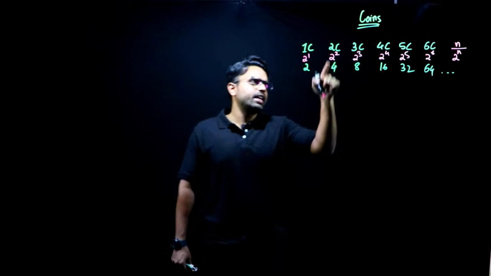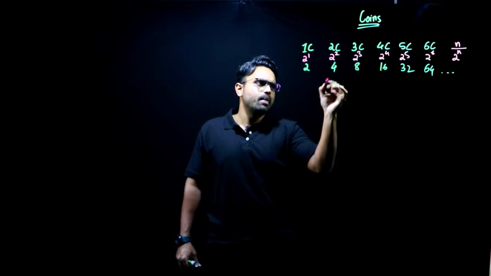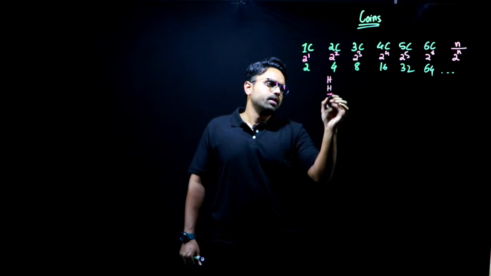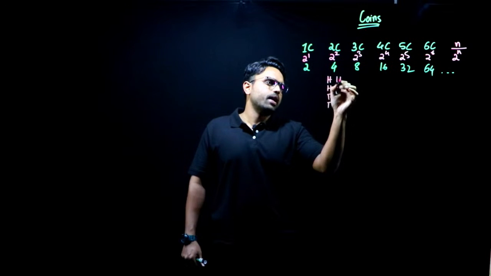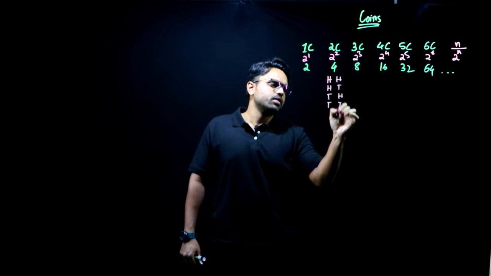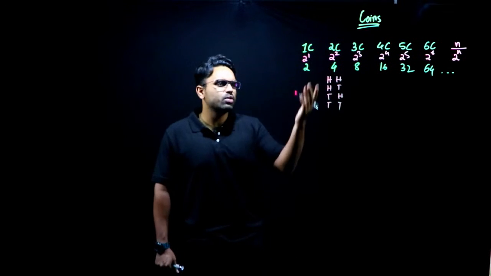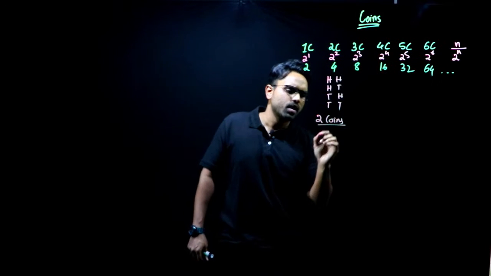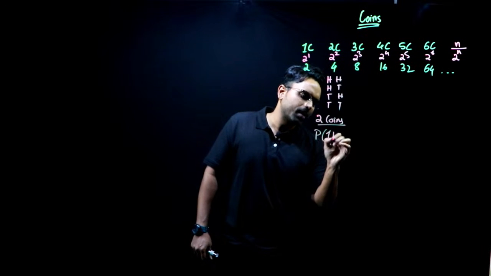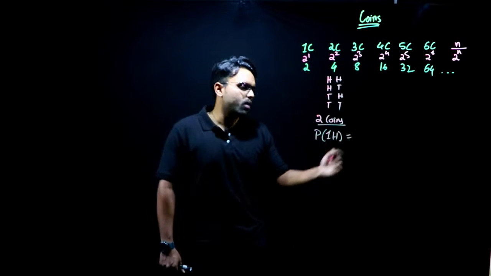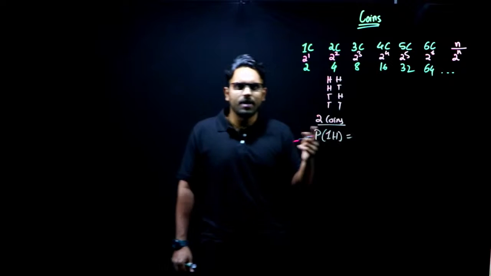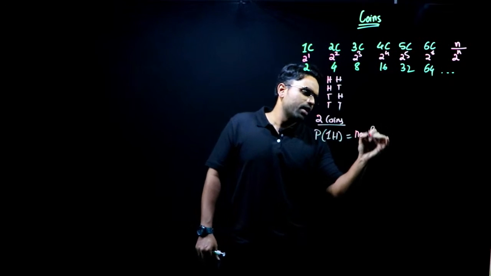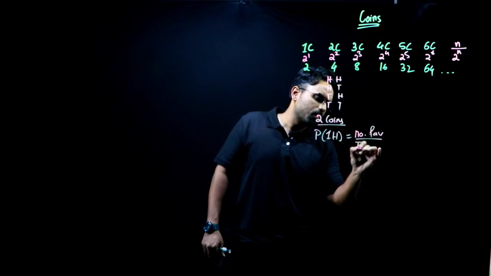Now, if I write the cases for 2 coins, what will it be? Head head, head tail, tail head, tail tail. These are the 4 cases. Now, if I ask you a very simple question under 2 coins, what is the probability of getting 1 head, you will be able to answer. What is probability? Probability is nothing but the number of favorable cases upon the total number of cases.